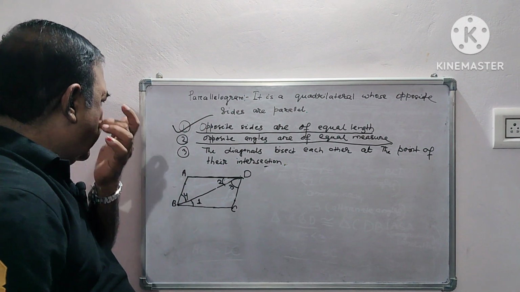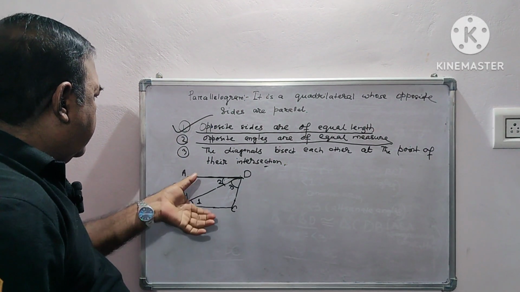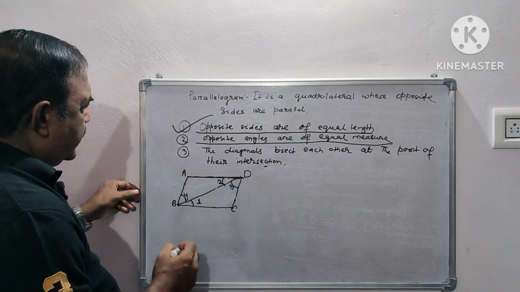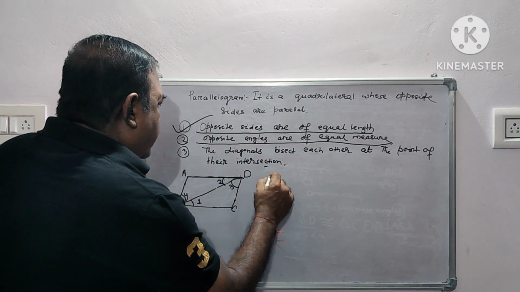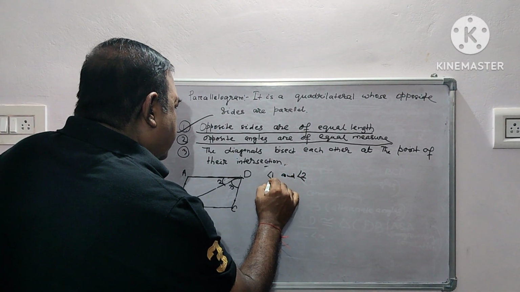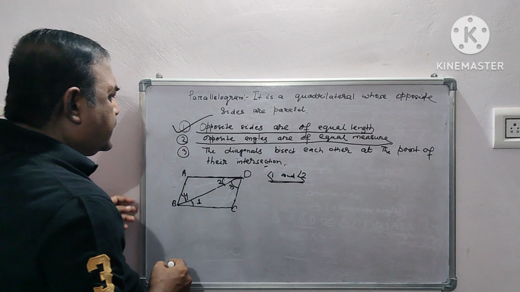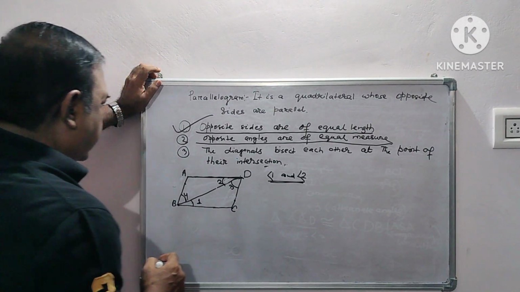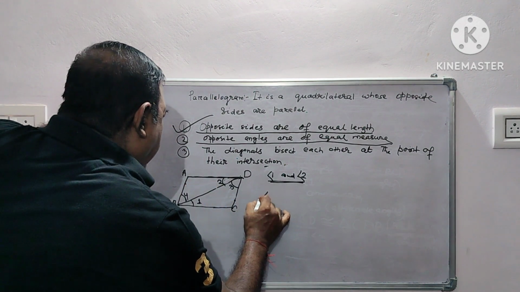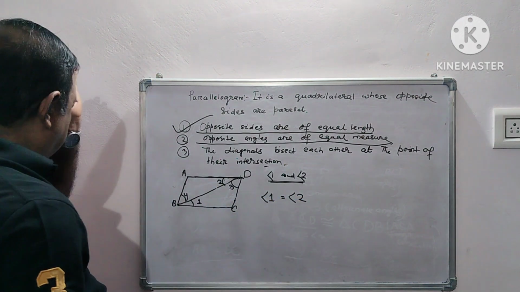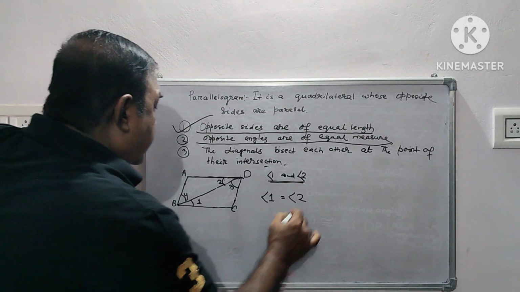So you can see here, already we have discussed it. AD is parallel to BC and BD is the transversal. So here you can see angle 1 and angle 2 are two alternate angles and they are of equal measure. So you can see here angle 1 is equal to angle 2. What is the reason? Alternate angles.